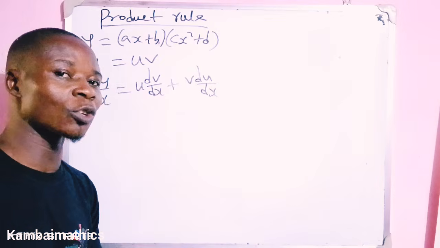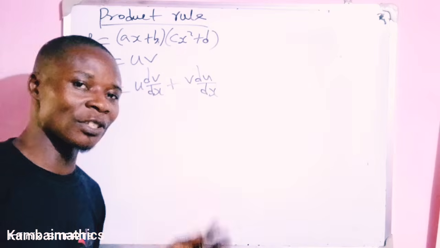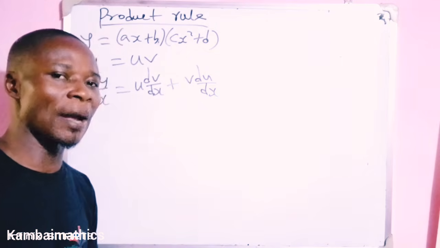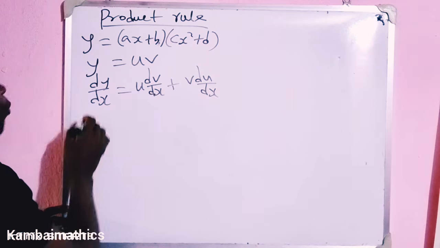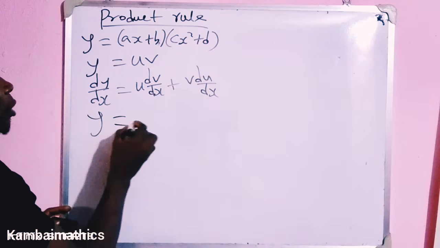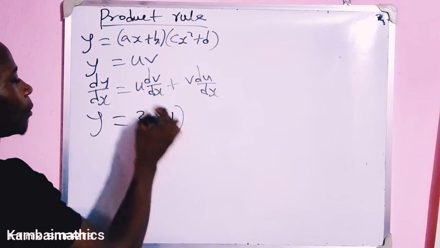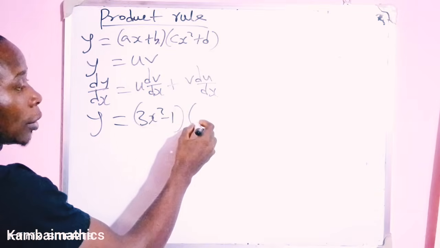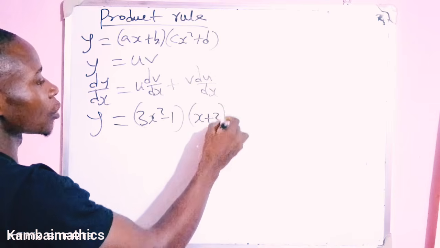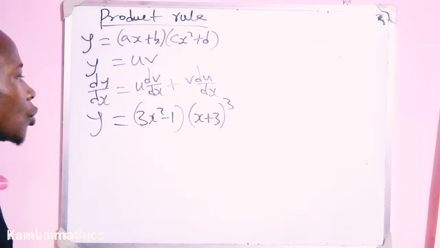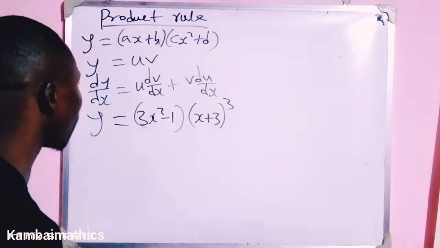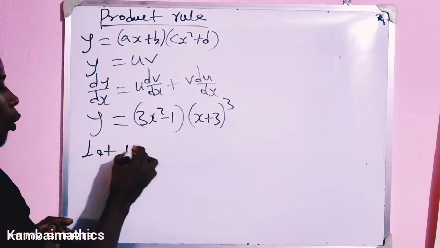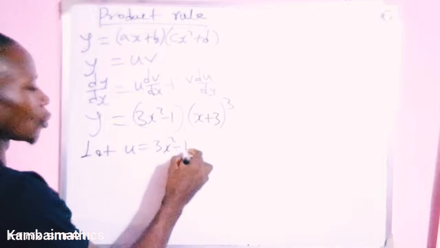we'll be dealing with much of this in integration. The integration aspect of this is called integration by parts. So we'll deal with that one when we get there. So here, what will happen is this. Assuming that you have a question, y equals (3x squared minus 1) times (x plus 3) raised to the power of 3. When you have a question like this and you are asked to find the derivative of y with respect to x, what will happen is this. We'll say let u be equal to the first one, 3x squared minus 1, and v will be equal to (x plus 3) raised to the power of 3.